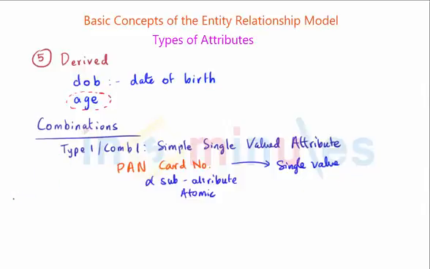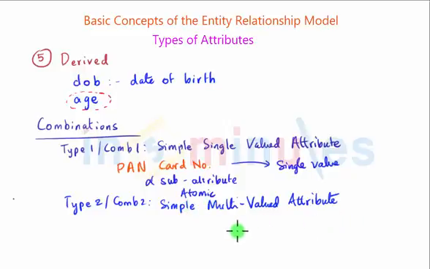Let us move to the second type. Type 2 or combination 2. We can have simple multivalued attributes. In simple multivalued attributes, we can take the example of a phone number. It is simple because again it cannot be divided into sub-attributes and it is atomic as in the first case. But here we can have multiple values of phone number for a person. So as we discussed earlier, this will become a list of phone numbers.